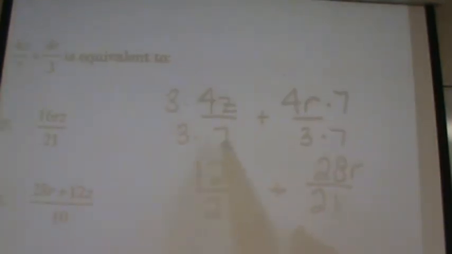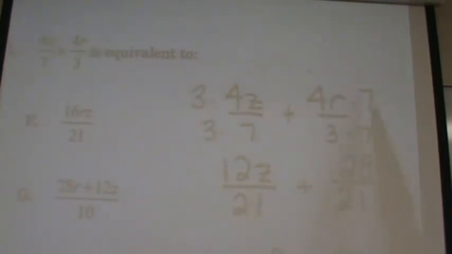Number 8, what'd you get? It is K. So what they're asking you is to get a common denominator, which is 21. For the first fraction, I multiplied both by 3, and the second one I multiplied by 7. And so 12z plus 28r, they're both over 21, that's your answer. Okay.